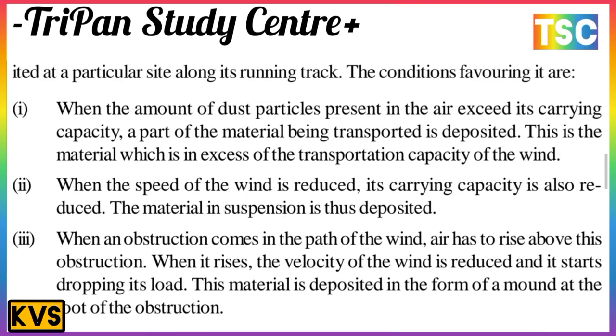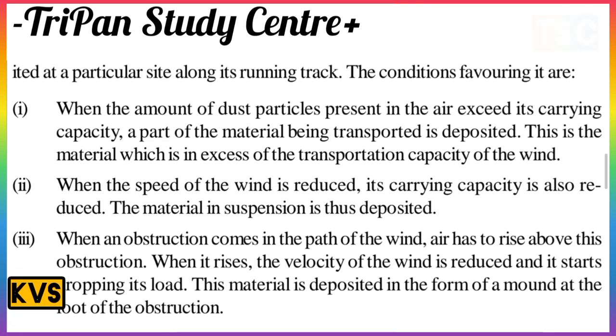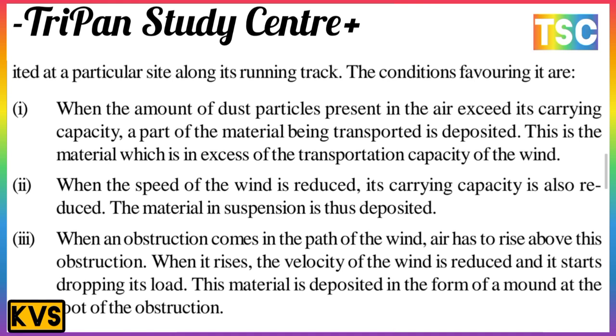And third: when obstructions come in the path of the wind, air has to rise above the obstruction. When it rises, the velocity of the wind is reduced and it starts dropping its load. This material is deposited in the form of a mound at the foot of the obstruction. These are the three most important points, the conditions favoring deposition along the running track.